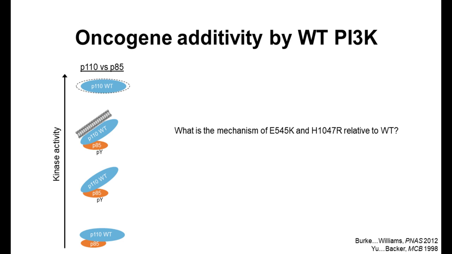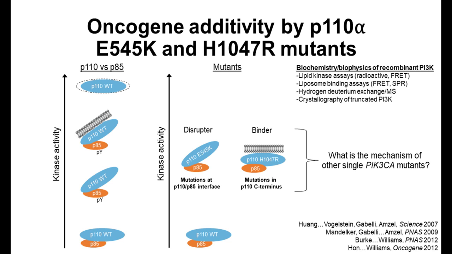This graph is just a pictorial representation of the data I showed you in the prior panel: in the presence of P85, the wild-type PI3 kinase complex has low levels of kinase activity, and sequentially, with the addition of phosphopeptide, this opens up the protein kinase complex, leading to increased lipid binding. When P110 is by itself, as a monomer, it has very high catalytic activity. So now, within this framework, how do the single hotspot mutations E545K and H1047R function?